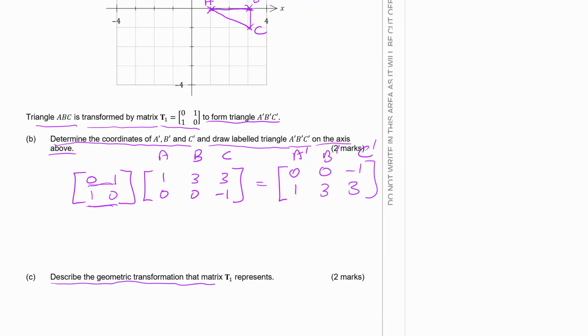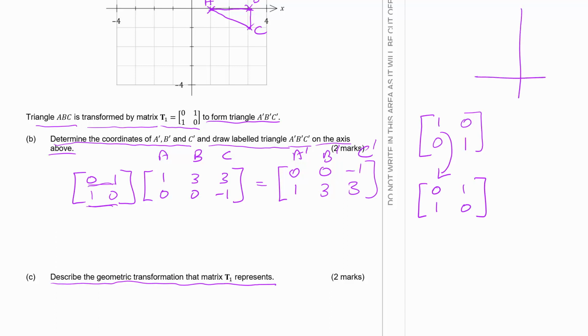Describe the geometric transformation that matrix T1 represents. Well, T1 is [0, 1; 1, 0]. Now, if we think about the matrix, that means that (1, 0) has become (0, 1). So in other words, this point here has gone to here. (0, 1) goes to (1, 0). So in actual fact, these points are just interchanging. That's a reflection in the line y = x. So that's the geometric transformation represented by T1.